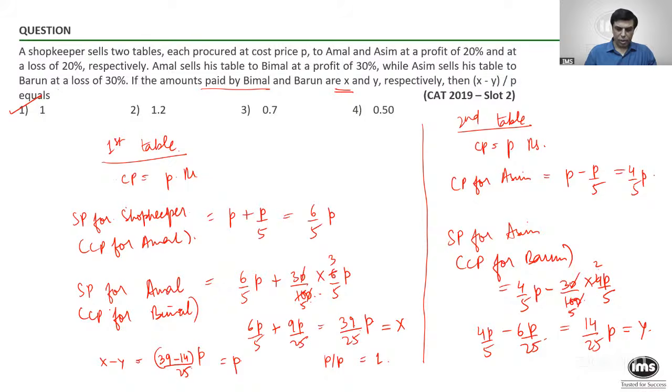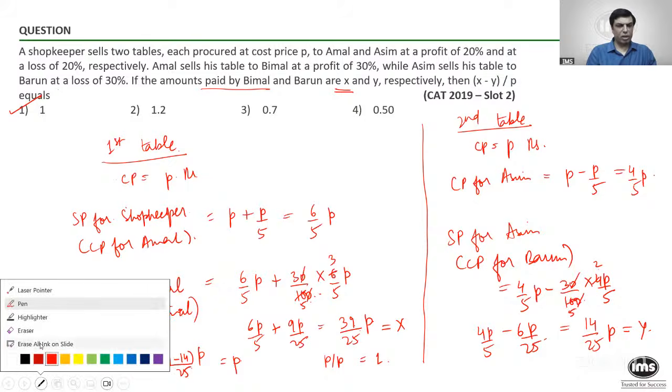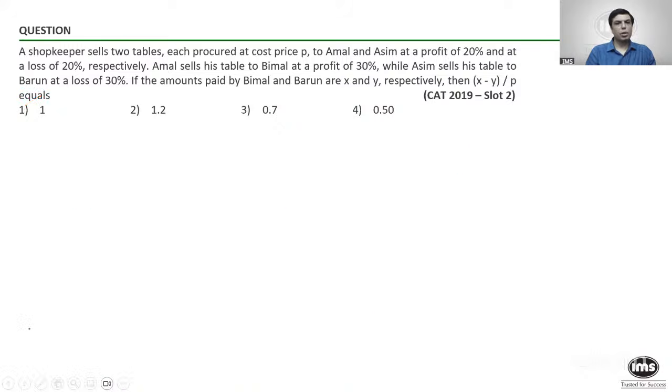Okay, great. So then let's look at another way of solving this. If you see, let's talk about the first table. The first table, the shopkeeper sold that to Amal at 20% profit. Okay, because there's profit. And then Amal has sold that to Bimal at 30% profit.